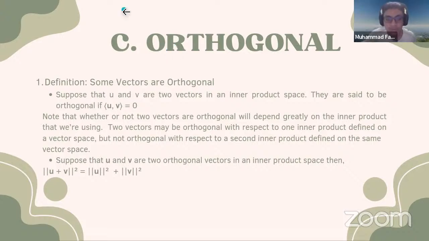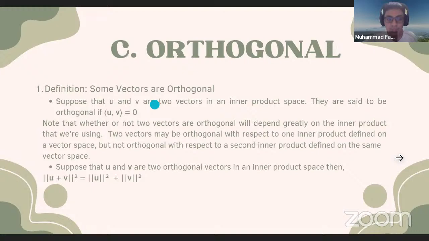Okay, the next one is orthogonal. For the definition, suppose that U and V are two vectors in an inner product space. They are said to be orthogonal if the inner product of U and V equals 0. Note that whether or not two vectors are orthogonal will depend greatly on the inner product that we're using. Two vectors may be orthogonal with respect to one inner product defined on a vector space, but not orthogonal with respect to a second inner product defined on the same vector space.